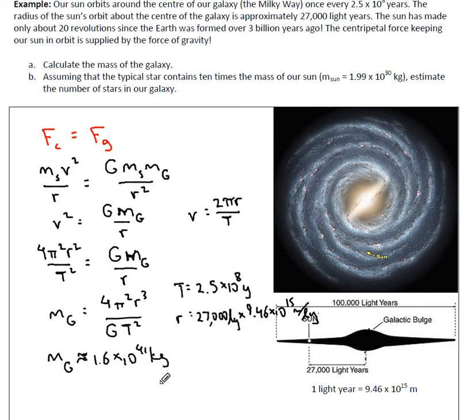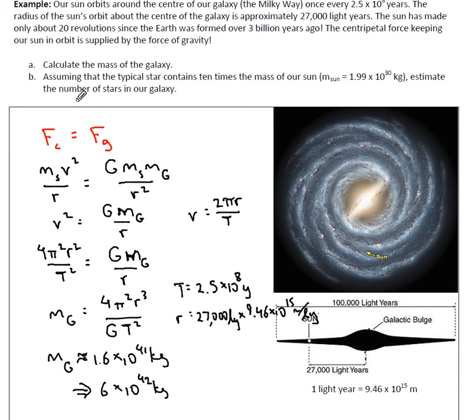Afterwards I did look this up on Google, and it says in reality the mass of the galaxy is 6 times 10 to the 42 kilograms. So I think we're pretty close, only one order of magnitude off. But this is also assuming that there's that center thing pulling the sun in towards it. There's a lot of other mass out in the outer part of the galaxy, so that probably accounts for that extra factor of 10.